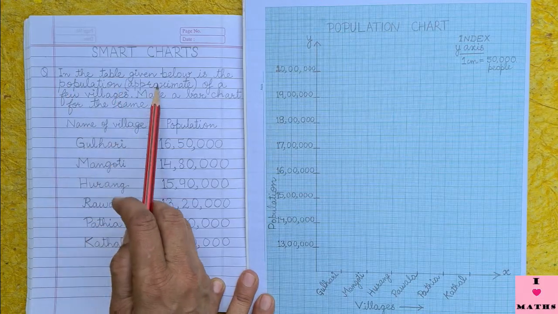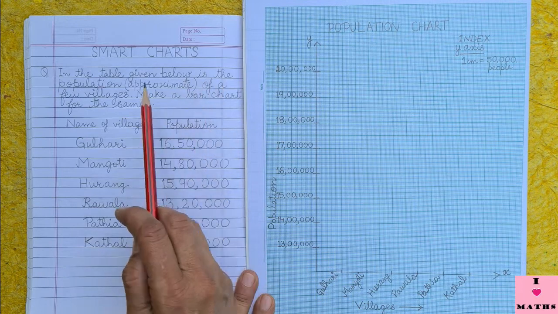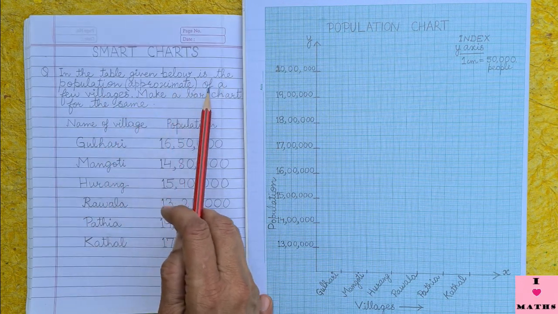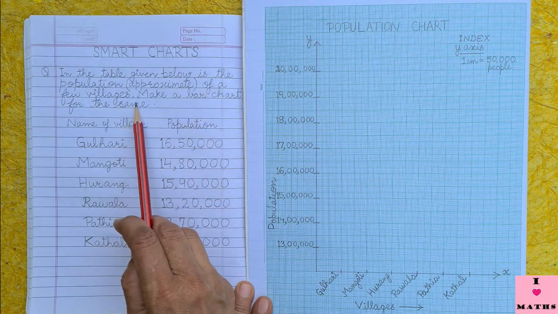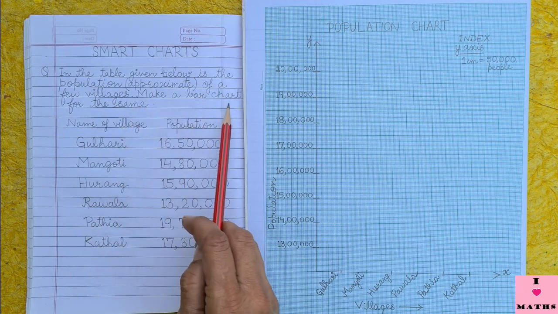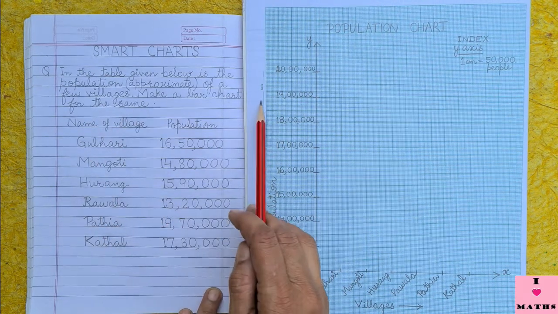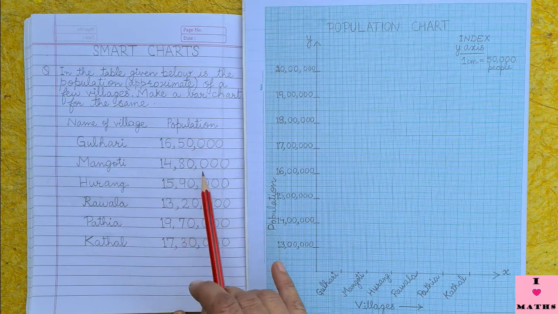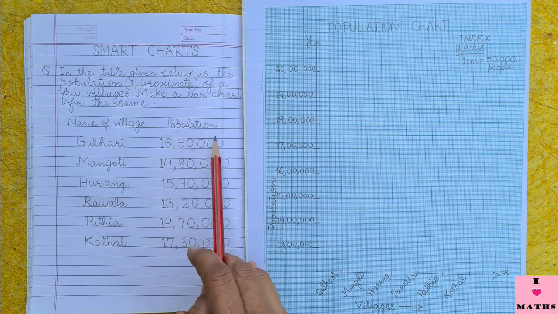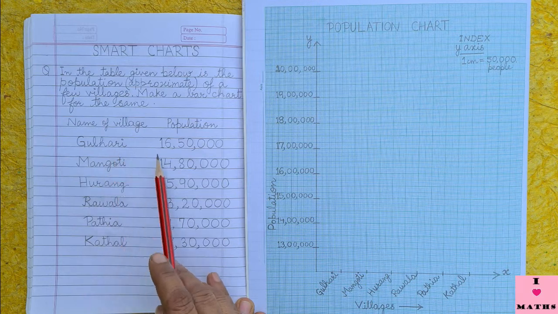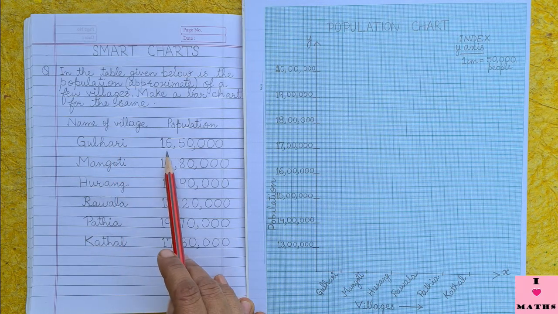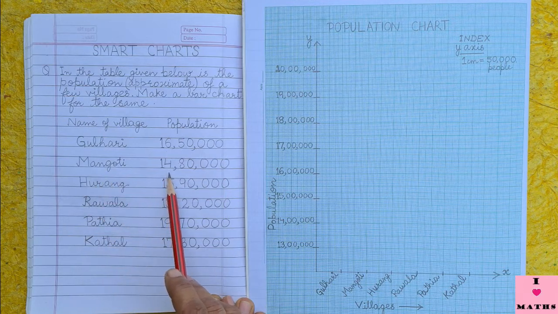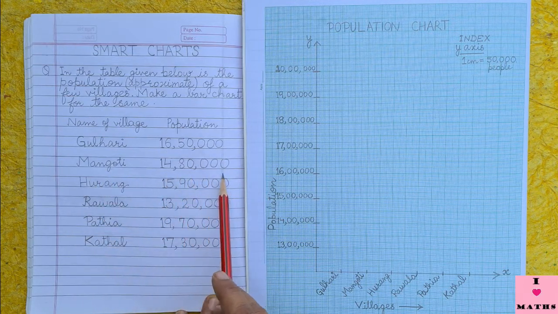In the table given below is the approximate population of a few villages. Make a bar chart for the same. Now in this column we have the name of the village, and in this column we have written the population. So Gulhari has a population of 16,50,000 people. Mangoti has a population of 14,80,000 people.